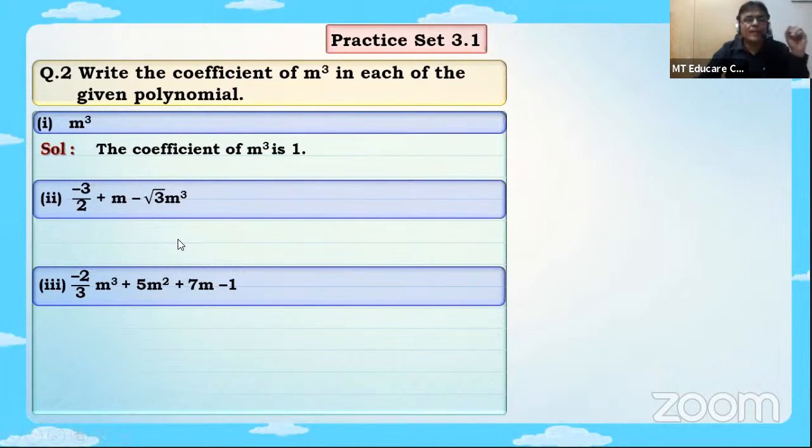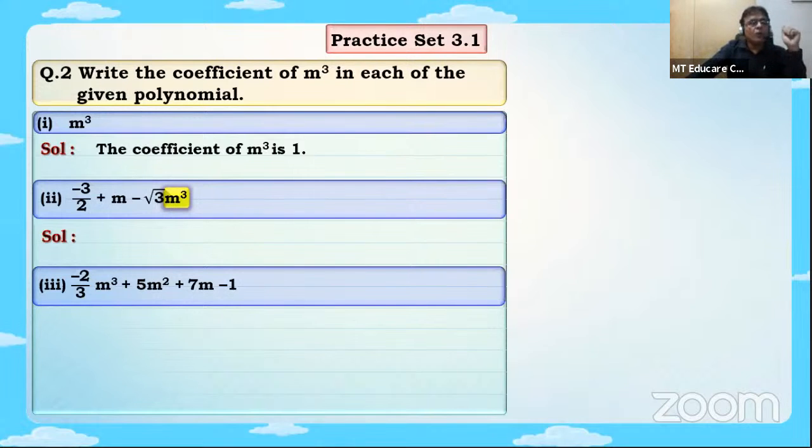Now I want you to identify the coefficient of m cube term. I have 3 terms. उसमें पहले identify करो where is m cube and then go with the coefficient. चलो, m cube is my third term. What is the coefficient of this m cube? It is root 3. हाँ, बच्चे यही मिस्टेक करते हैं. बच्चा, it is not root 3. It is minus root 3. Whenever they ask you the coefficient, we always go with the sign.